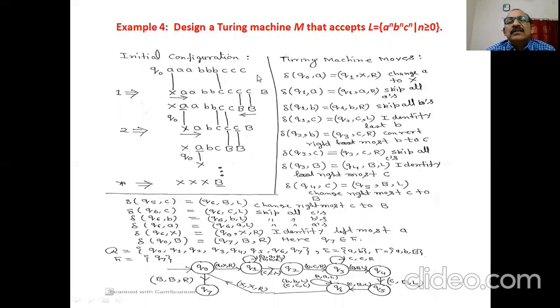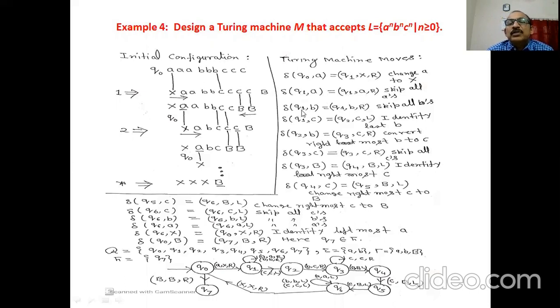Here we take Q0 as the initial state. So what we want is to convert this A into X. Machine in state Q0, if it reads A, goes to the state Q1, replaces this A by X and moves in the right direction. Next step, we skip all A's. So in this transition function, delta, machine in state Q1, input is A, remains in the same state, replaces this A by A and moves right. This way we skip all A's.